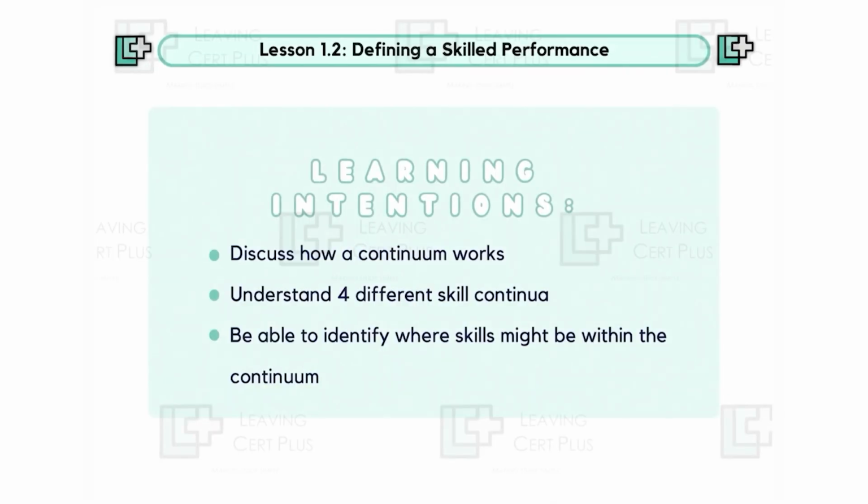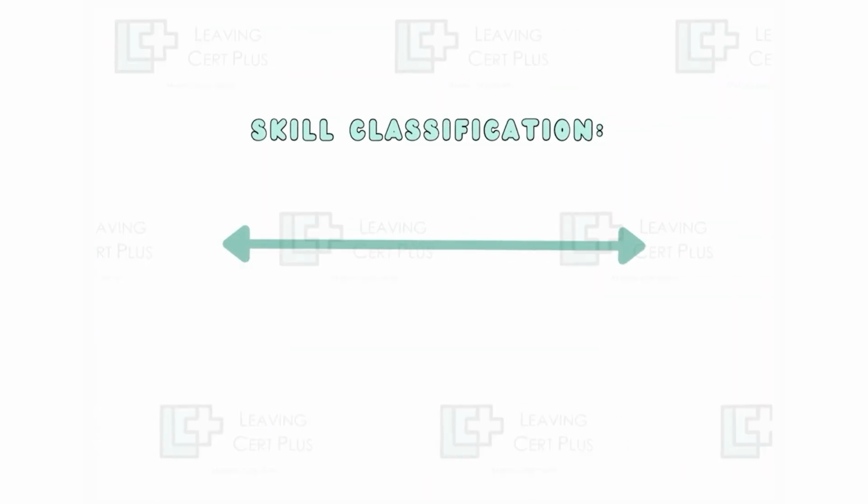Welcome to lesson 1.2. Today we're going to discuss how a continuum works, understand 4 different skill continua, and then be able to identify where skills might be within the continuum. So firstly, just what is a continuum?